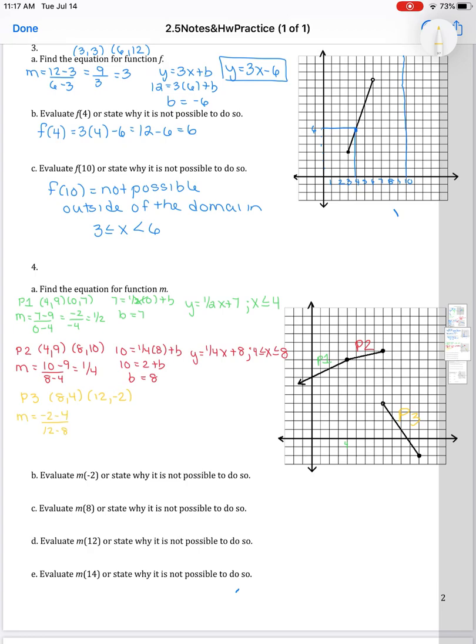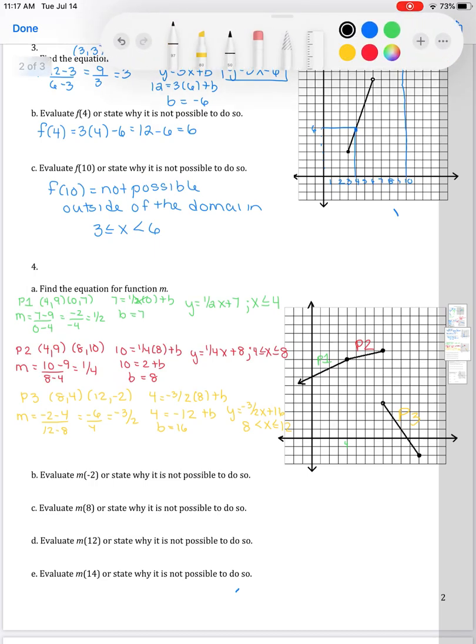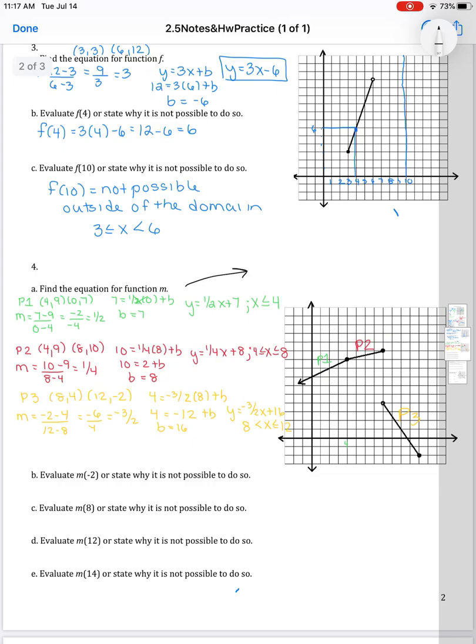For piece 3, last time, I'm going to take 2 points, (8, 4) and (12, -2). And I'm going to calculate slope. 12 minus 8, so I get negative 6 over 4, which is negative 3/2. And then I'm going to sub in my point (8, 4) to that. So I get negative 24, so that's negative 12. So I get b to be equal to 16. So y equals negative 3/2 x plus 16, and my restrictions go from 8, not equal to 8, up to 12.